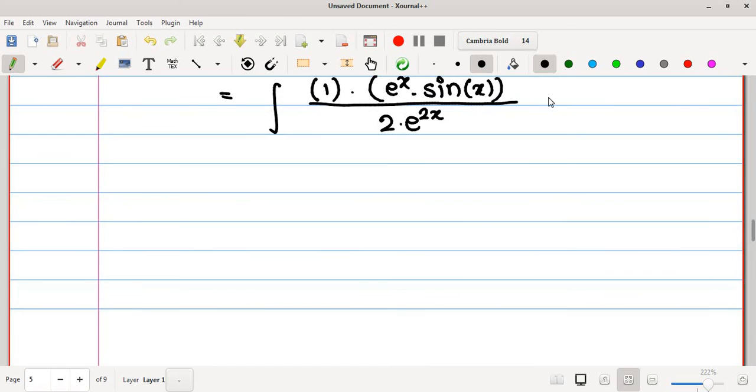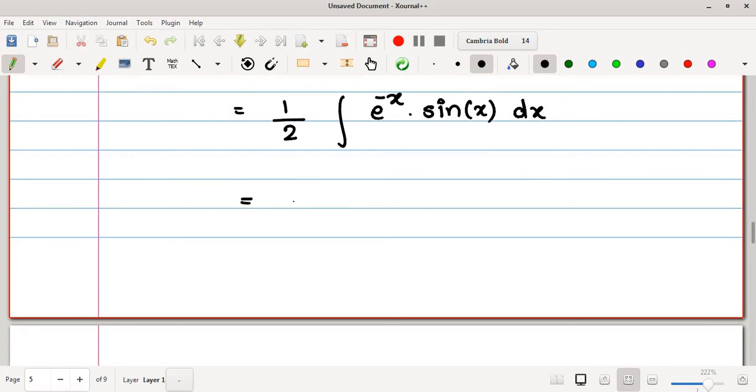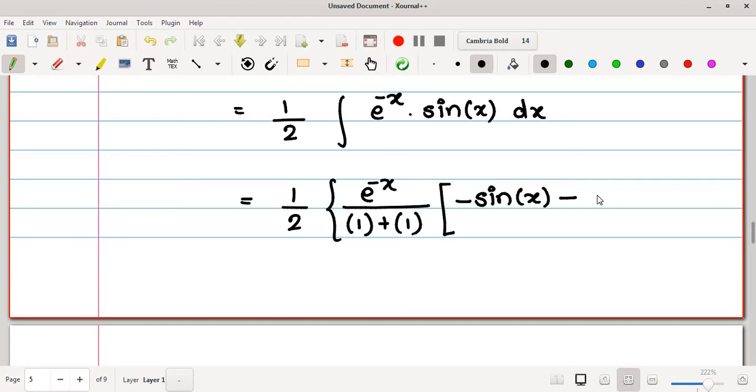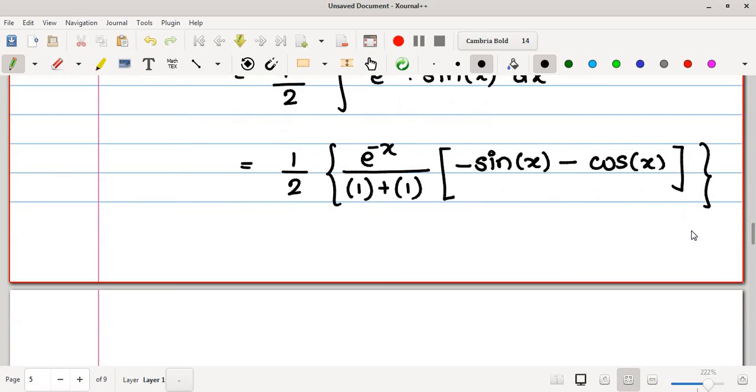Therefore, for evaluating this integration, again we can take 1 upon 2 outside. This will be e raised to minus x into sin x. So it is equal to 1 upon 2 e raised to minus x upon minus 1 square plus 1 square into minus sin x minus cos x, substituting values for a and b in the same formula respectively.